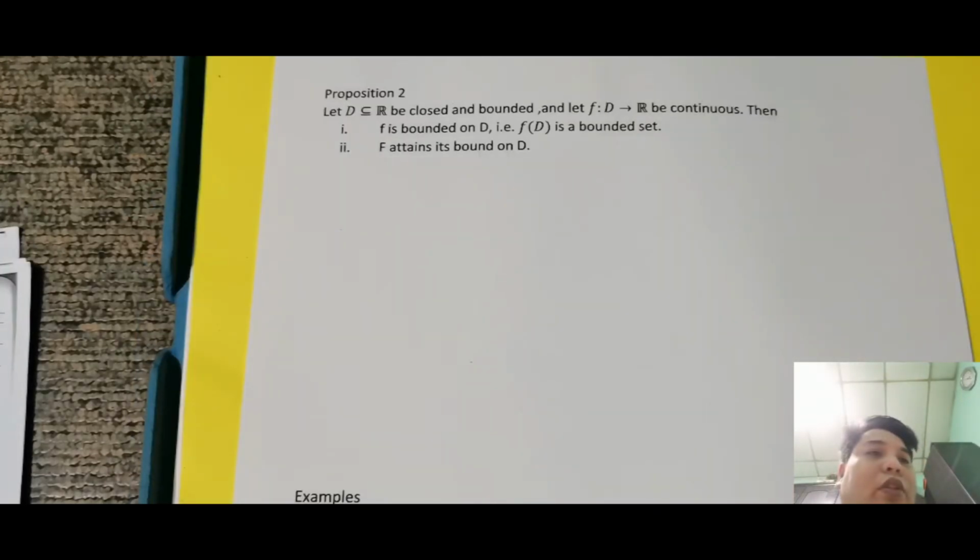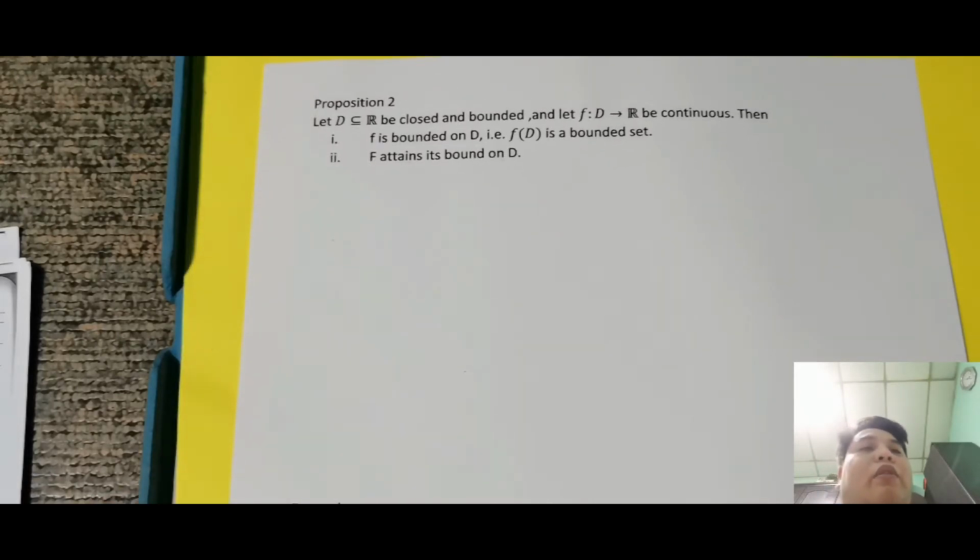Okay, so let's have proposition number 2. Let D be a subset of real numbers, be closed and bounded, and let F be a function mapping from D to real numbers, be continuous. Then for 1, F is bounded on D, that is F of D is a bounded set. Number 2, F attains its bound on D.